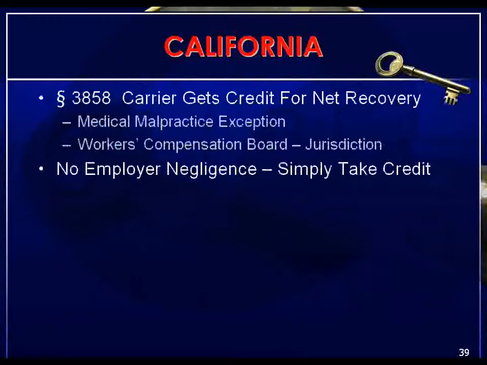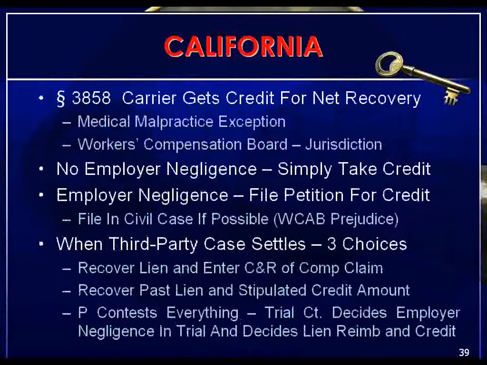Again, California, we talked a little bit about this, so I'm going to gloss over this because I think it's going to be more functional for you to actually go and read the article that I referenced to you about California. Under 3858, the carrier gets a credit for any net recovery, except in medical malpractice cases. And if there is no employer negligence, you simply take your credit. If there is employer negligence, you have to file a petition for your credit.